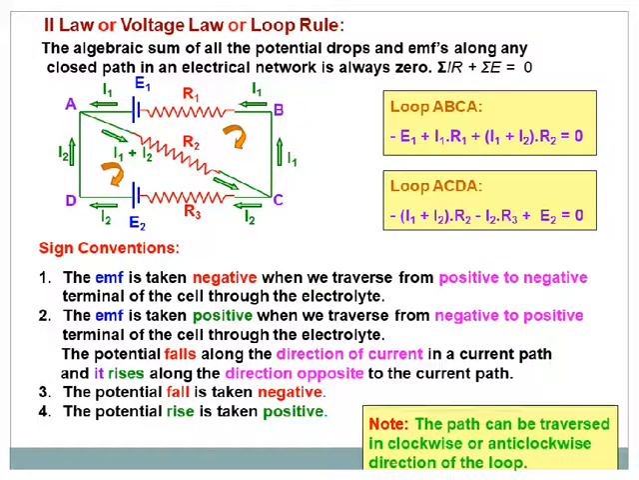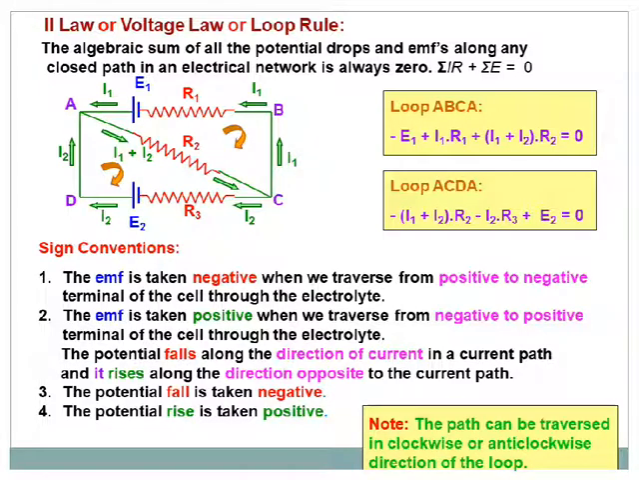What is the sign convention for EMF when tracing the path? While tracing the path, if it is transferring from positive to negative, that must be negative. And when it is transferring from the negative terminal to the positive terminal, that must be positive. And while tracing the path, if current opposes the path, then it is taken as positive. And if current is flowing along with us, it should be negative.